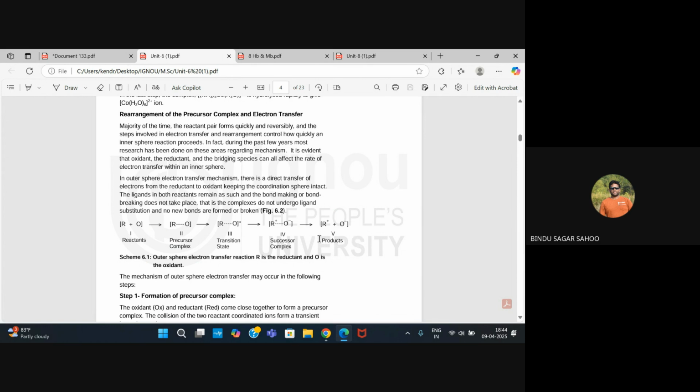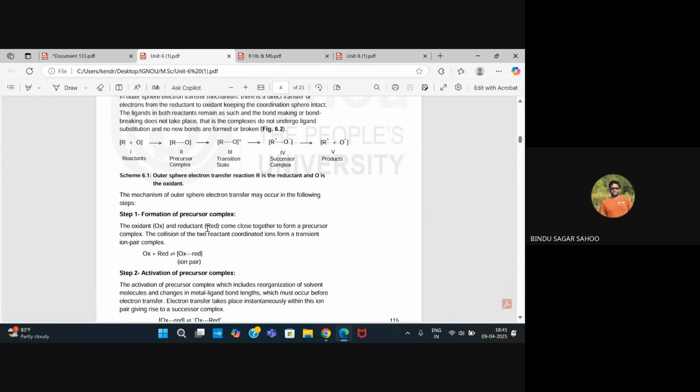So in the outer sphere mechanism, there is a direct electron transfer from the reductant side to the oxidant side, keeping the coordination sphere intact. There will be no bond making and no bond breaking. Just simply the two coordination spheres come close to each other, and from the reductant side to the oxidant side there will be transfer of electrons.